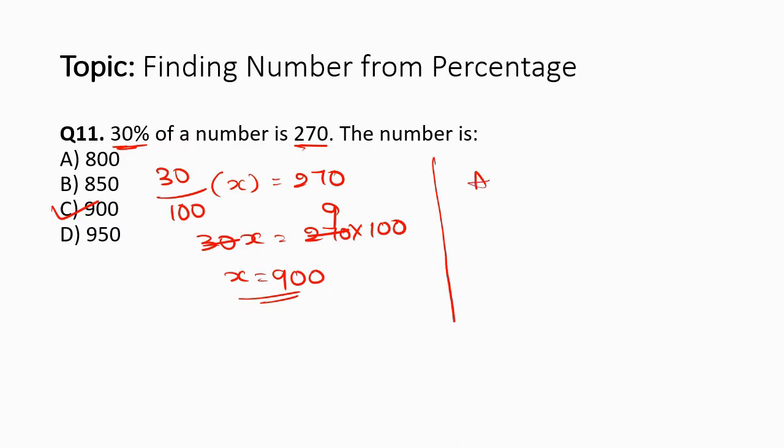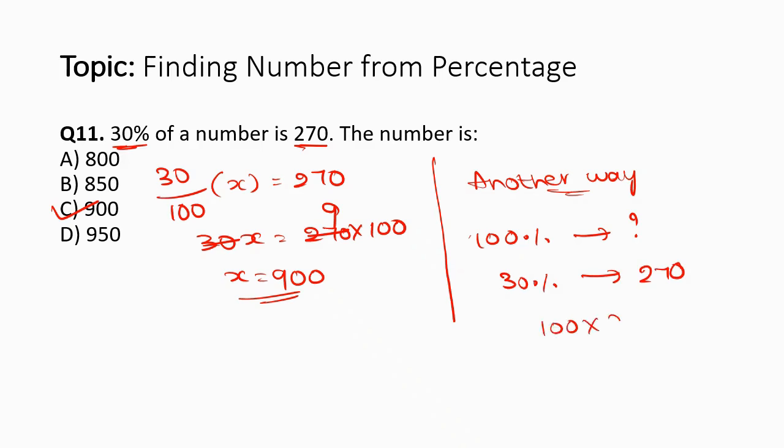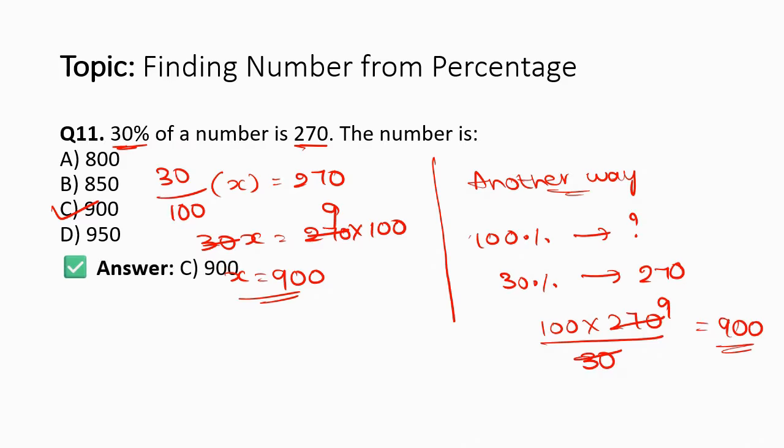Another way. We don't know the number value, so 100% is question mark, but we know the value of 30% is 270. So just cross multiply 100 into 270 by 30. 3 ones, 3 nines, 900. So the answer will be 900.